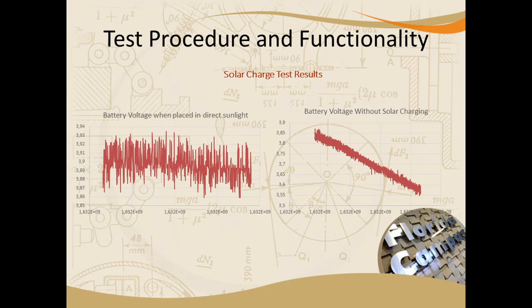Here we can see the solar test results. On the left, we can see the battery voltage when it's placed in direct sunlight, and on the right, we can see the battery voltage dropping when it's not placed in direct sunlight. The calculations were done so that the battery could be charged and the circuit can operate at the 5-watt panel's output. This means the battery will charge, and overnight it would be able to work.